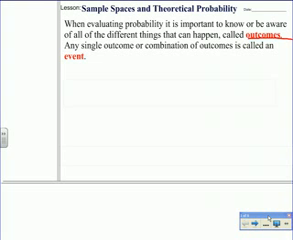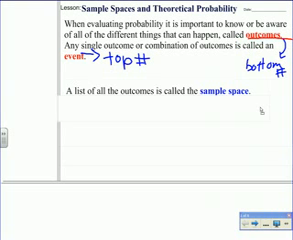Any single outcome or combination of outcomes is called an event. So when we're looking at these, all of the outcomes, this would be your bottom number in your ratio. And the event, this would be the top number. A list of all the outcomes is called the sample space because it's a sample of what could happen.